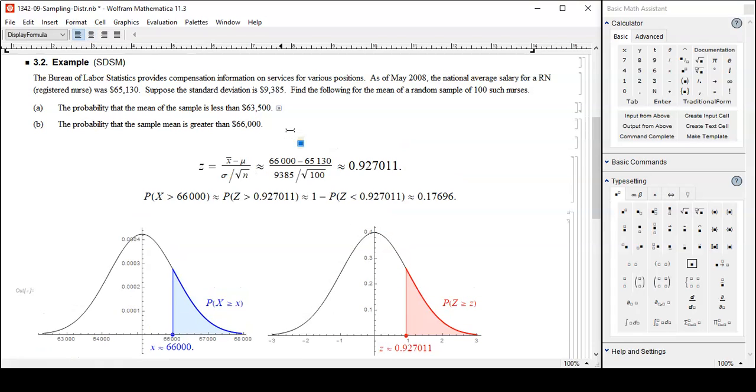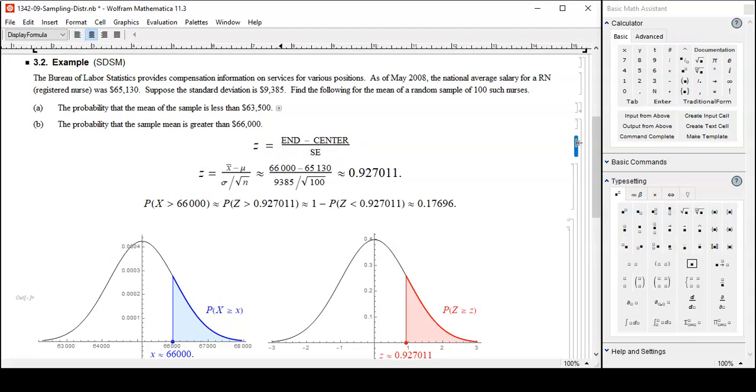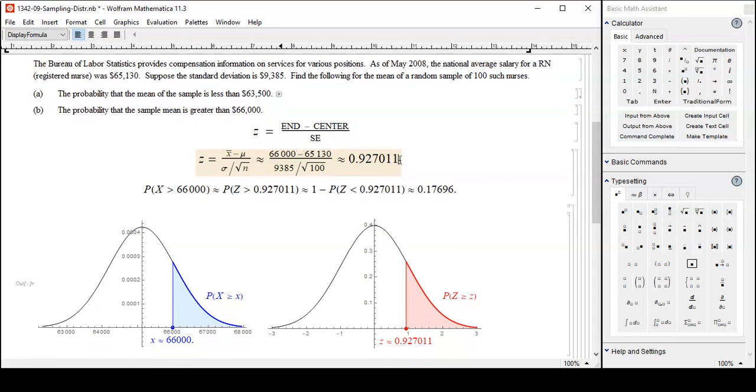Okay, let me rewrite it again. Z is end minus center over SE, and that's the formula. The end of this region is 66,000, the center is 65,130, and the standard error is sigma over the square root of n. Punch your calculators in, and you get 0.93, approximately speaking. Look up the z-table, and you're going to get this probability here on the left-hand side. Subtract from 1, and you're going to get what you want.